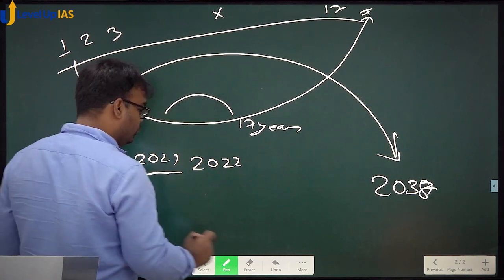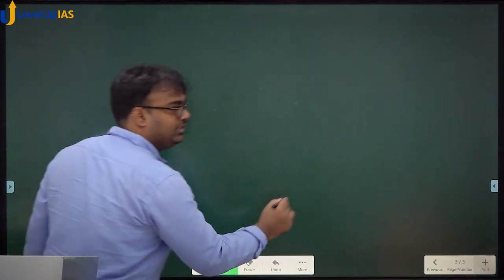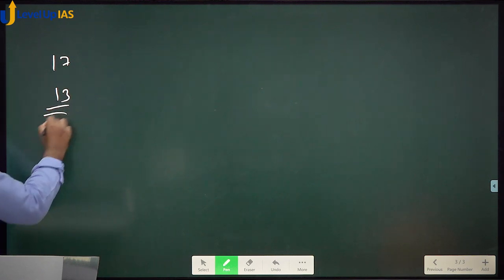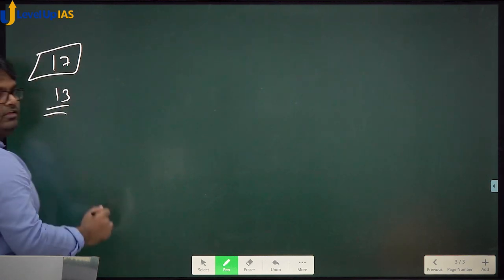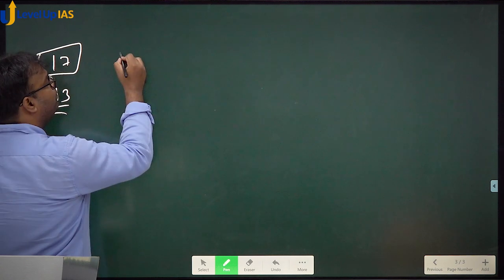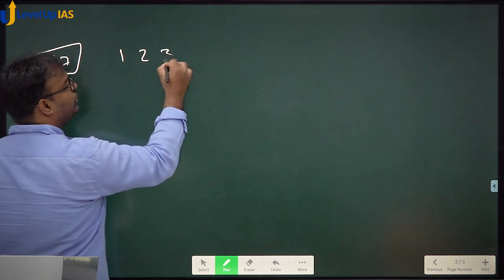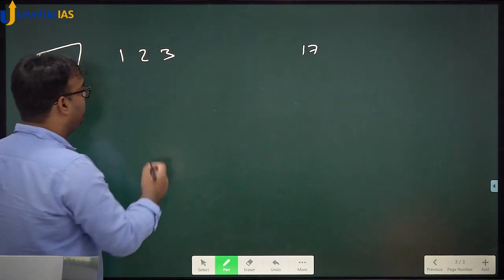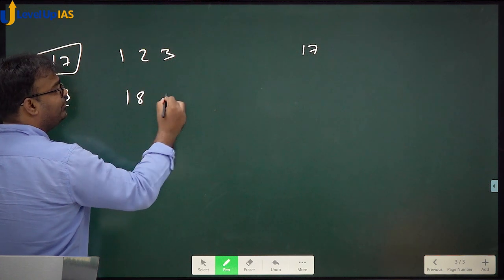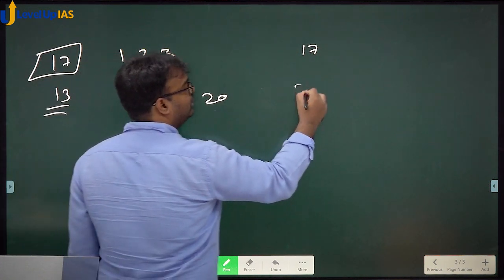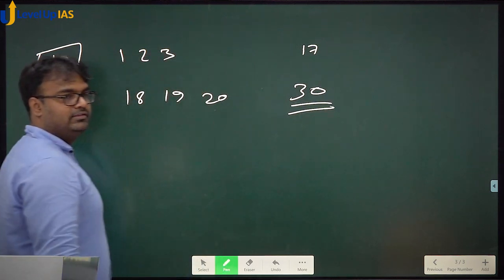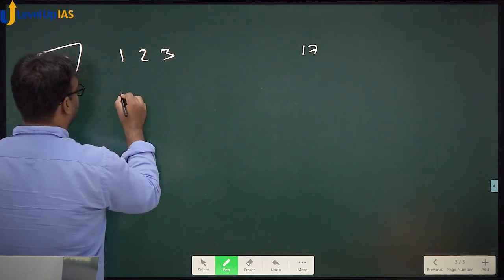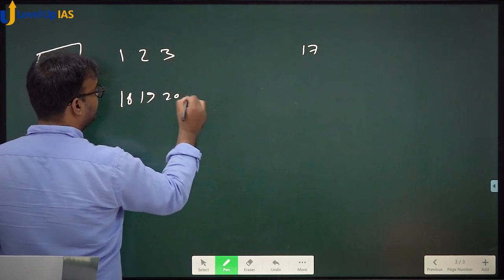So now one more thing. Some cicadas become adults in 17 years. Some others become adults in 13 years. So the 17 years ones, they have been numbered as brood 1, brood 2, brood 3 to brood 17. And the 13 years ones, they have been numbered after 17: brood 18, brood 19, brood 20 to brood 30. Okay, so their numbering is something like 18, 19, 20 to 30.